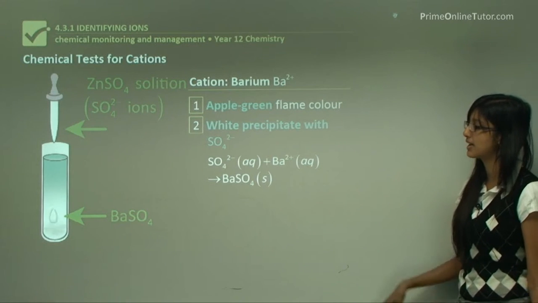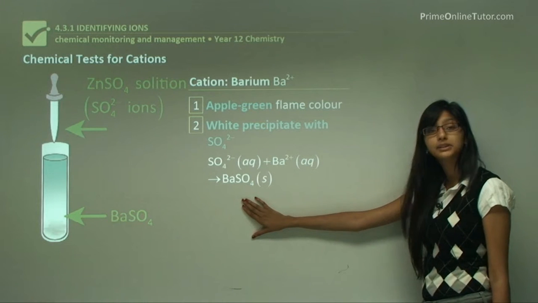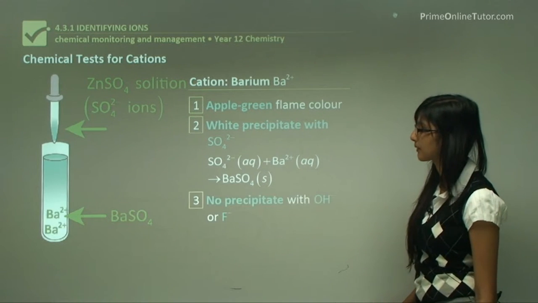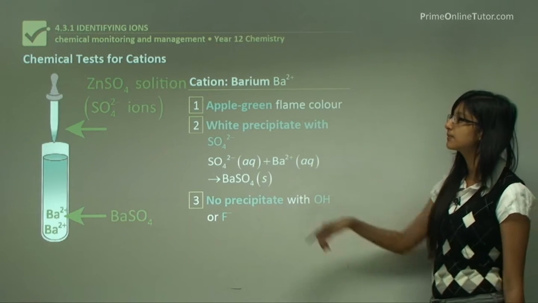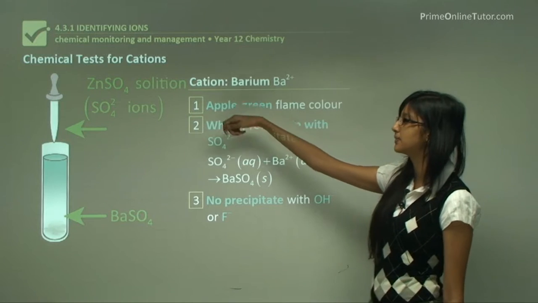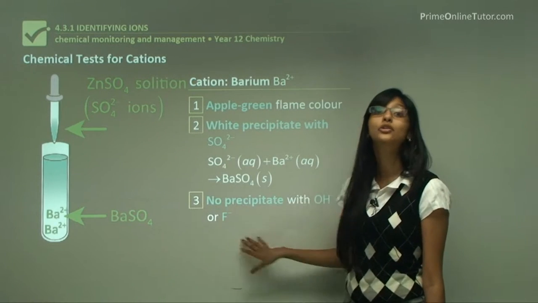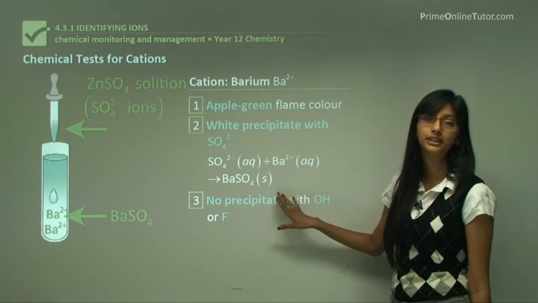So let's look at the reaction. Sulfate plus barium gives us barium sulfate, which is solid, therefore it is a precipitate. And no precipitate should form with hydroxide or fluoride. So if instead of sulfate solution, you add hydroxide or fluoride solution in the test tube, no precipitate should form. Only when you add sulfate, a solid precipitate should form.